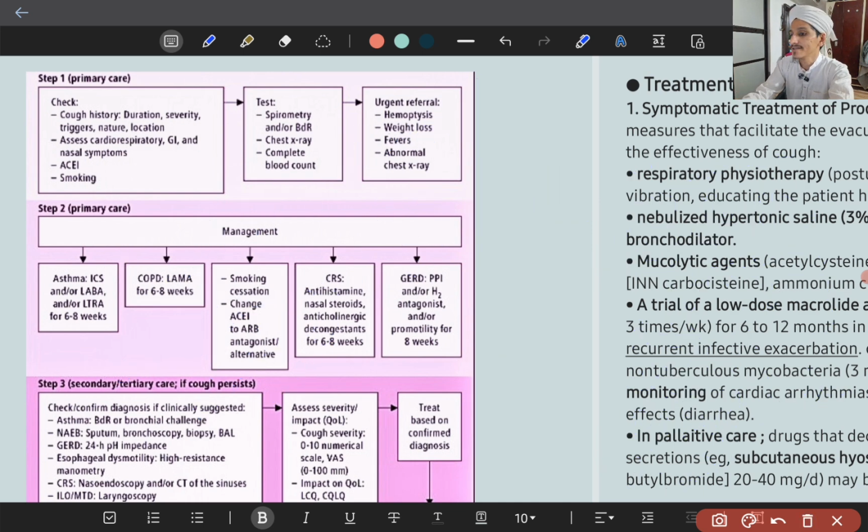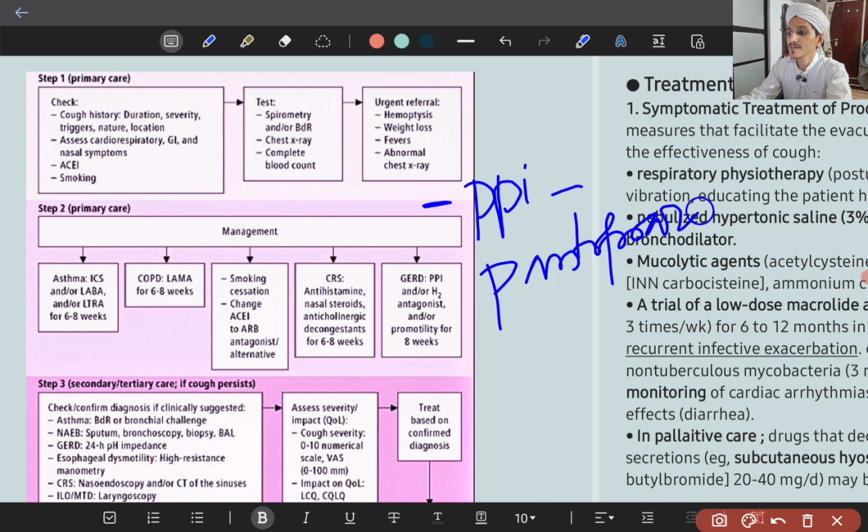And next is GERD, reflux disease. The drug of choice is PPI. Most commonly we use pantoprazole, but it should be used at 40 mg BD, twice daily, in patients who have cough due to laryngitis, acid laryngitis. Just having GERD, no respiratory symptoms, no cough, 40 mg OD is enough according to guidelines. But if there are extra GI symptoms with GERD, then 40 mg BD is the preferred dose.